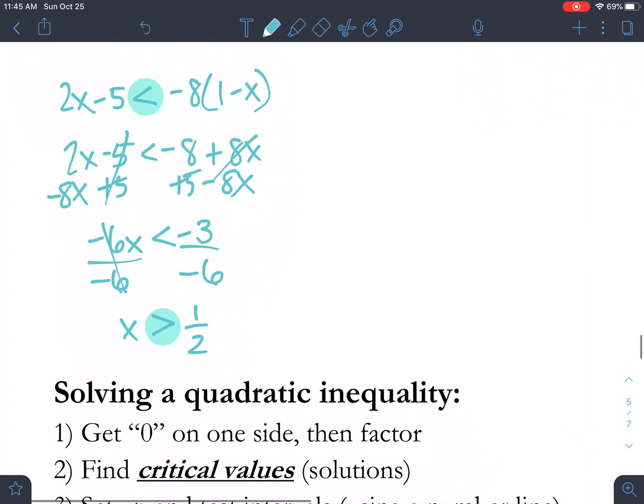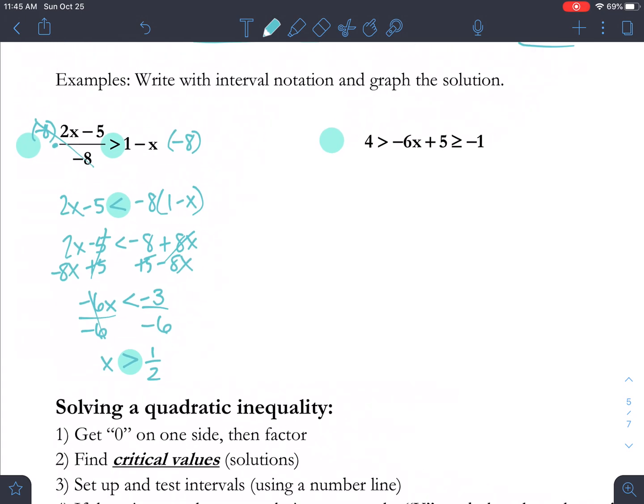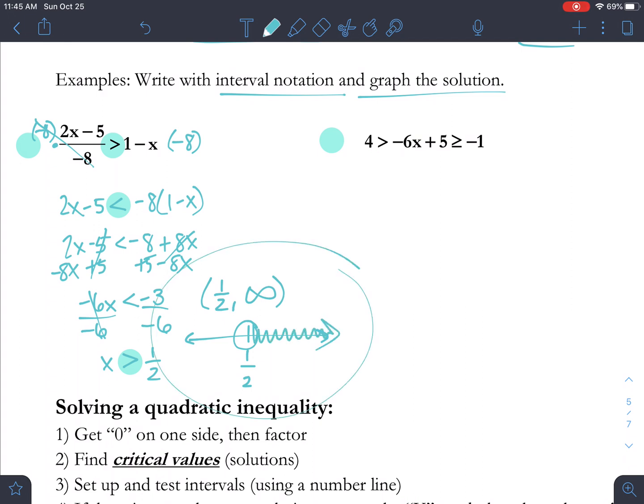Some people get confused and think it's whenever we divide. It's specifically when we multiply or divide by a negative. All right, so final answer, x is greater than 1/2. Write in interval notation and graph the solution. Well, it goes from 1/2 up to infinity. And if you're not comfortable there yet, maybe graph it first and say, all right, we're at 1/2. It's an open circle, and it's things that are greater than 1/2. Those would be your two pieces of your final answer.